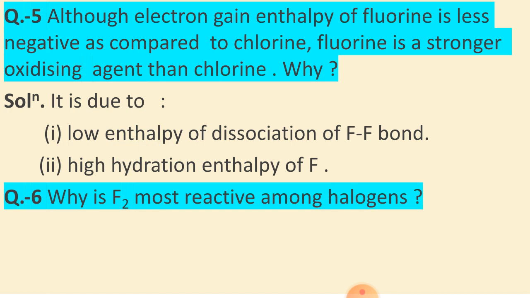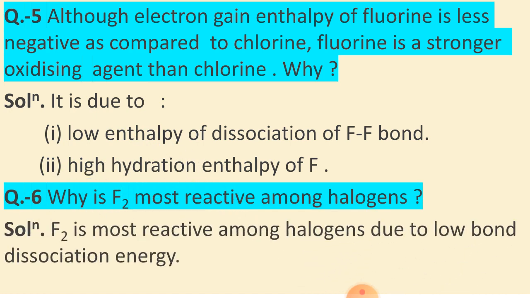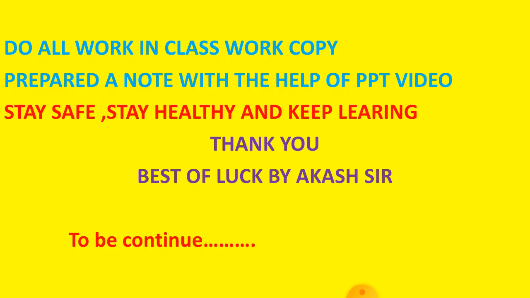Now question number 6. Why is F2 the most reactive among halogens? Your answer is: F2 is the most reactive among halogens. This is due to low bond dissociation enthalpy. So these are some questions which you have to note down also in your copy.